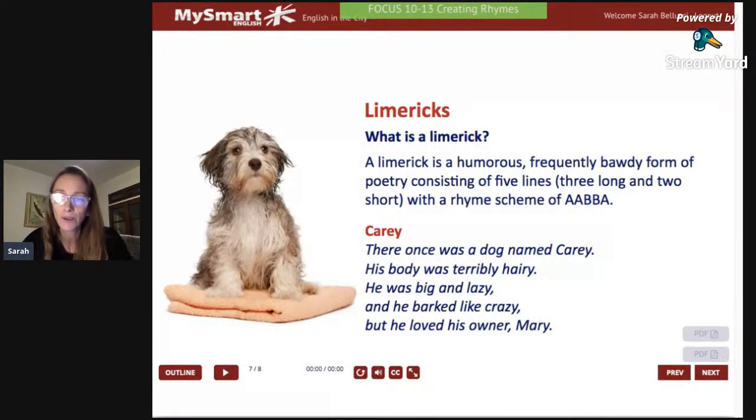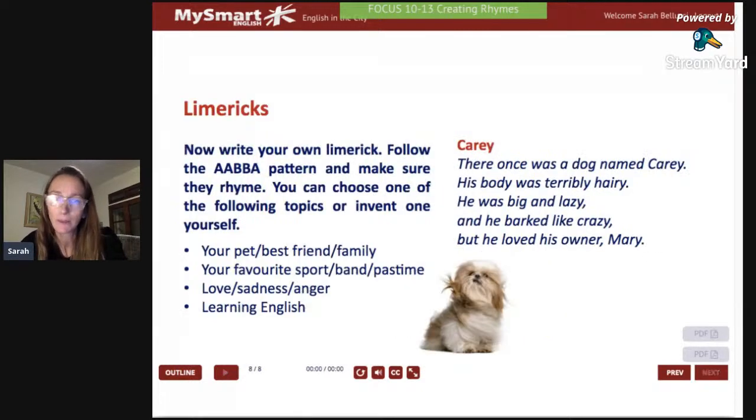So now you know what a limerick is. Look at what I'm going to ask you to do now. We've got just a few minutes left in this focus activity. Your challenge, should you choose to accept it, is to write your own limerick. Follow the AABBA pattern and make sure they rhyme, okay?